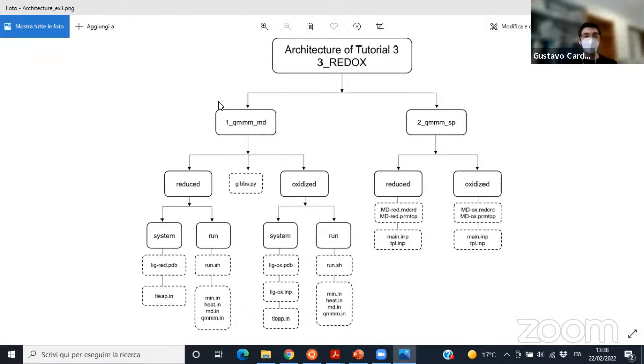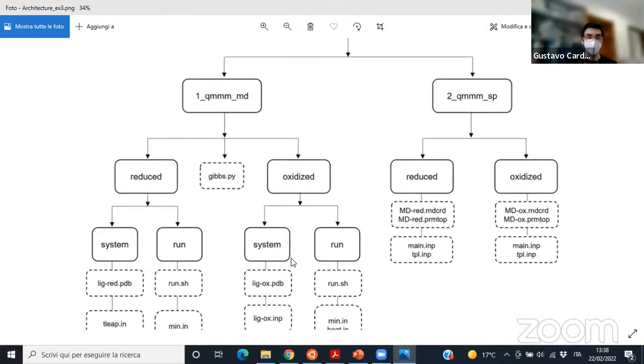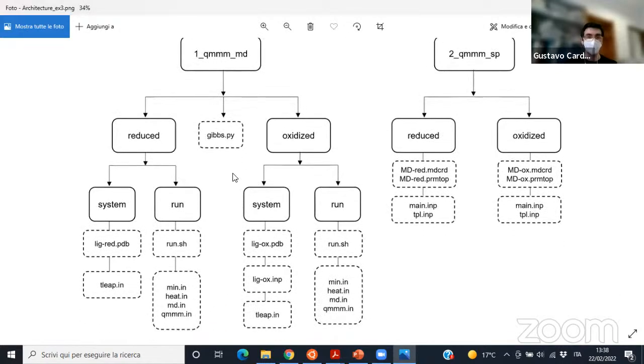Now, within the first part, we have a reduced folder. You might not see it that well. Let's enlarge it, and an oxidized folder, and also a script we're going to use. It's a Python script. I suppose you all have Python installed on your PCs.